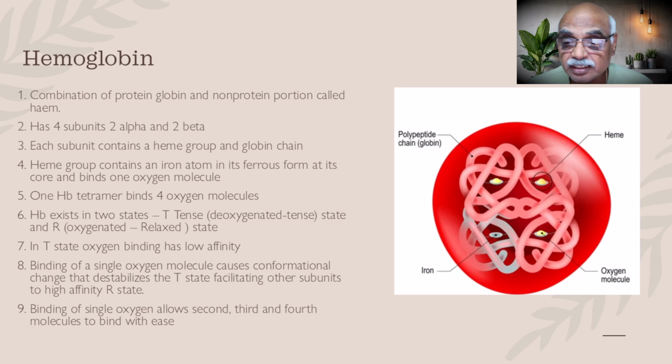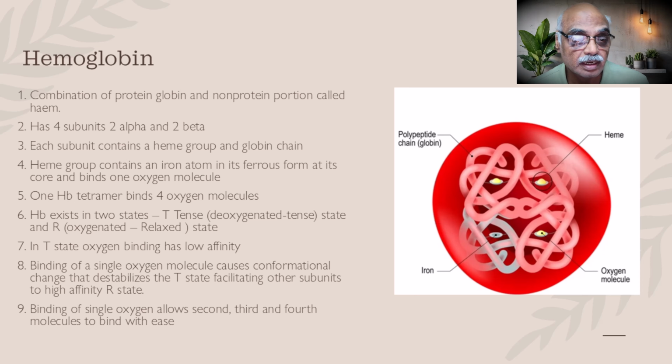Hemoglobin physiologically is known to exist in 2 states: the T state or tense state, which is a deoxygenated form where it contains less oxygen, and the R state or relaxed state, known as the oxygenated state, where it is filled with oxygen. These two states differ in their affinity to bind oxygen. That is, the T state is the deoxygenated tense state, and the R state is the oxygenated relaxed state.